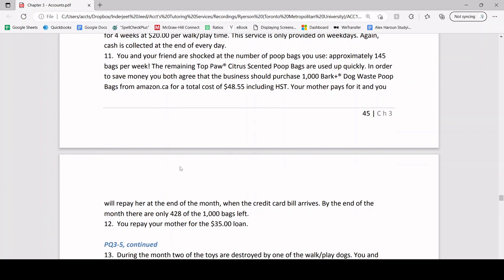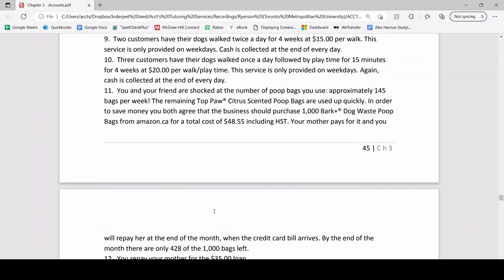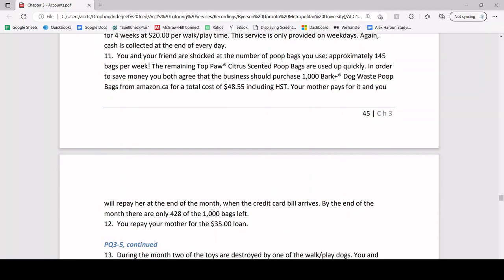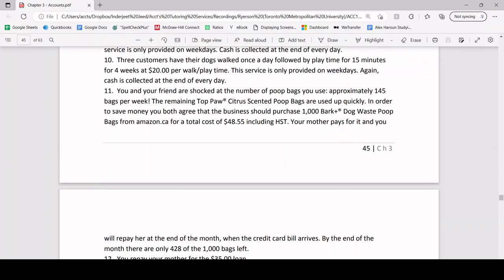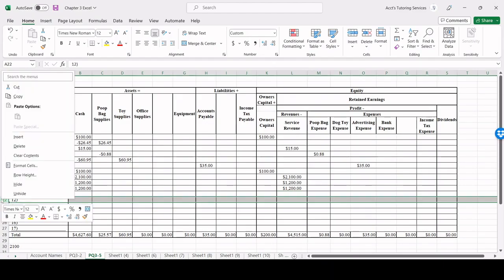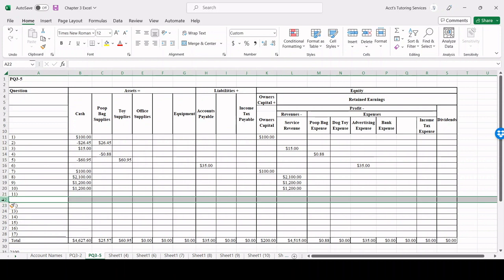When the credit card bill arrives, by the end of the month, there are only 428 of the 1,000 bags left. So this one has a lot of different variations to this transaction. So the best way to approach this is to simply just break it down. We're going to break it down into 3 separate transactions. So I'm going to go here, and I'm going to add in a few more lines.